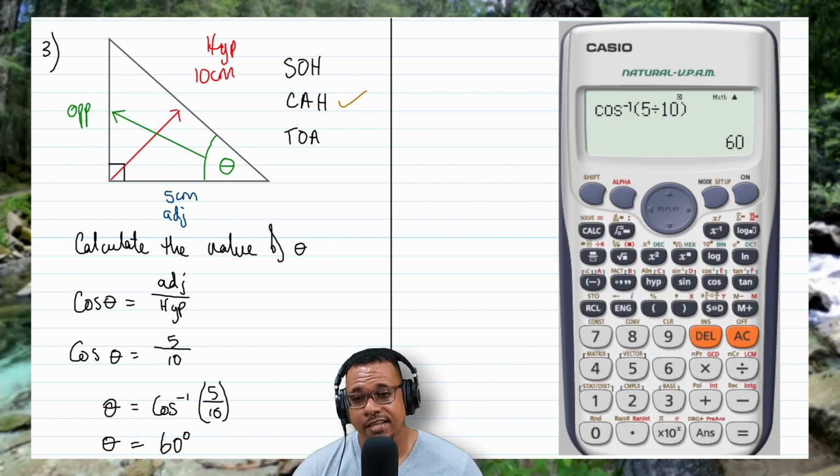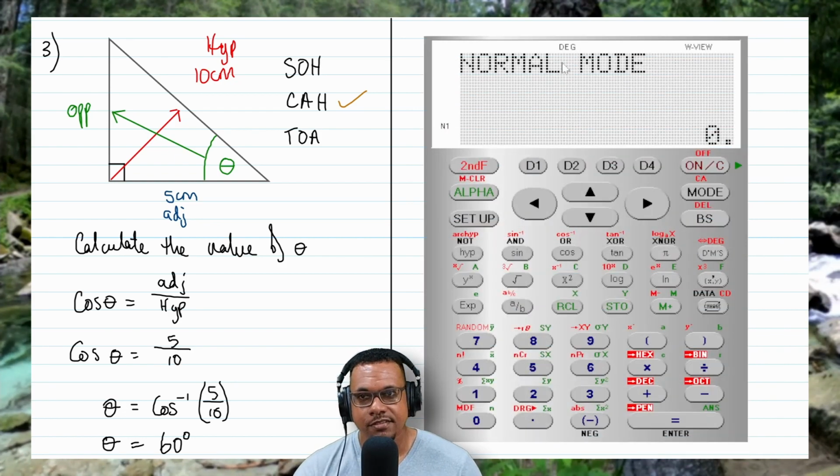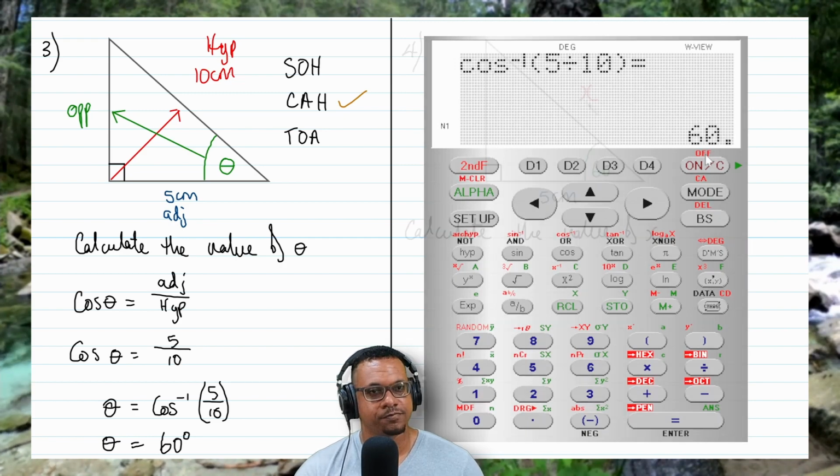Now, if I were to use a calculator with the second function button, all right, see the calculator is in degrees. I'll press second function first, then cos. So you see cos inverse comes up. I open the brackets and put 5 divided by 10, close brackets, press equal, and I get 60 degrees.